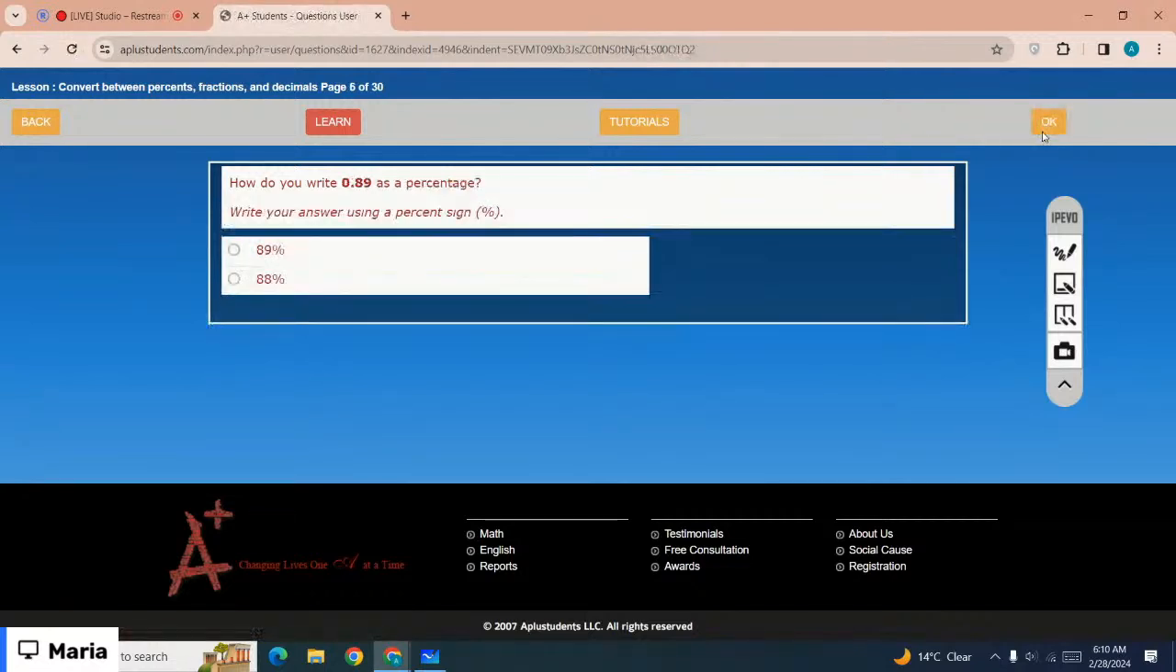The next one is how do you write 0.89 as a percentage? So which is the correct option? You have to multiply simply by 100. Whenever you have to convert from decimal to percentage, you simply have to multiply by 100. So 0.89 times 100 equals 89%. The correct option is option number 1. Got it?